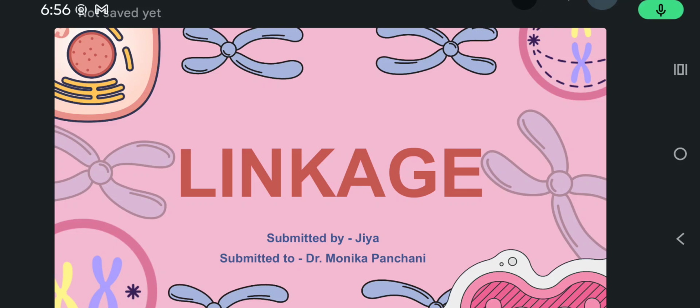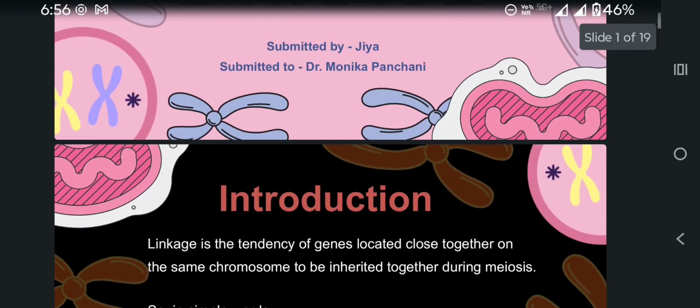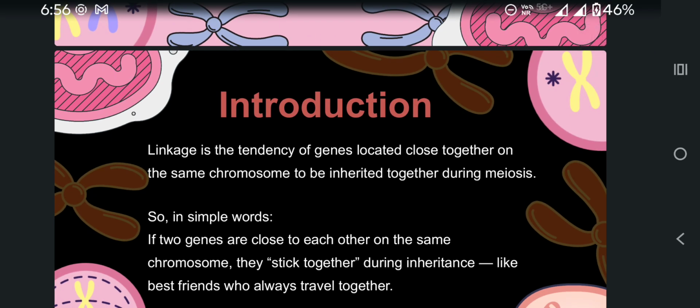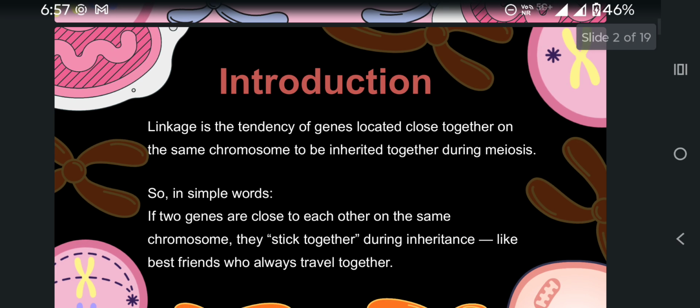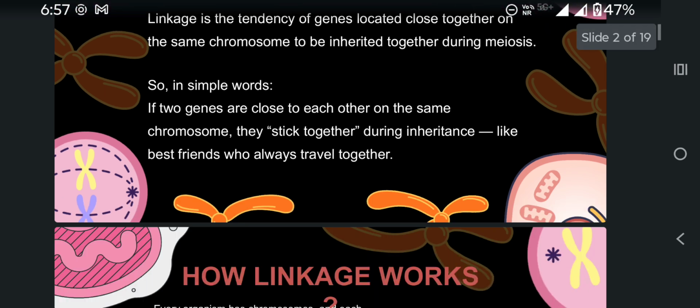These are the slides on the topic linkage. So, linkage is the tendency of genes located close together on the same chromosome to be inherited together during meiosis. Means linked genes are inherited together in the next generation. So, in simple words, if two genes are close to each other on the same chromosome, they stick together during inheritance, like best friends who always travel together.